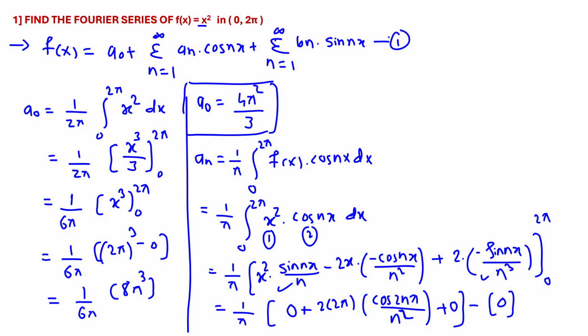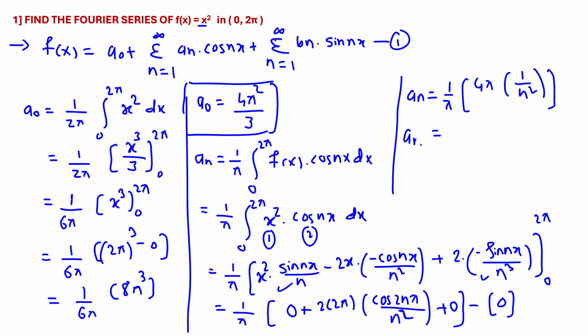Okay, so the value of an is equal to 1 over pi into 2 into 2 pi will be 4 pi, and cos 2n pi we have value of cos 2n pi is 1, so 1 upon n square. Okay, so you can see here 4 pi get cancelled, so the value of an will be 4 upon n square. Find the value of an, you will get 1 more mark. Okay, so till this step you will get total 3 marks.